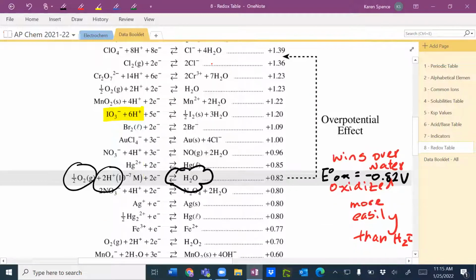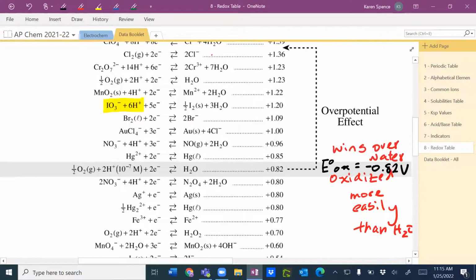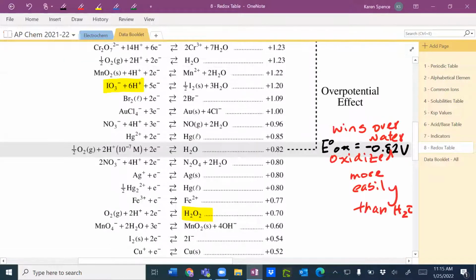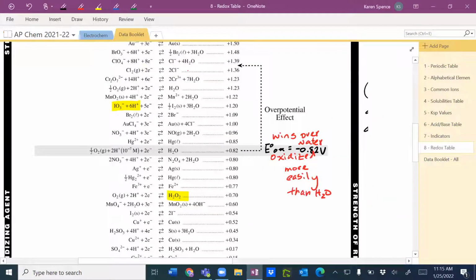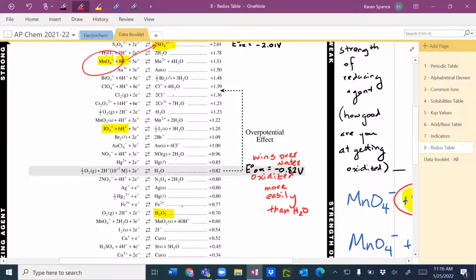And that leaves, last but not least, H2O2. Let's hope for the best. Hope we find H2O2 over on the right-hand side. Oh, there it is. Huzzah. And there's our permanganate. And there's our H2O2. I have an oxidizing agent. I have a reducing agent. And I've got a positive voltage for that thing.